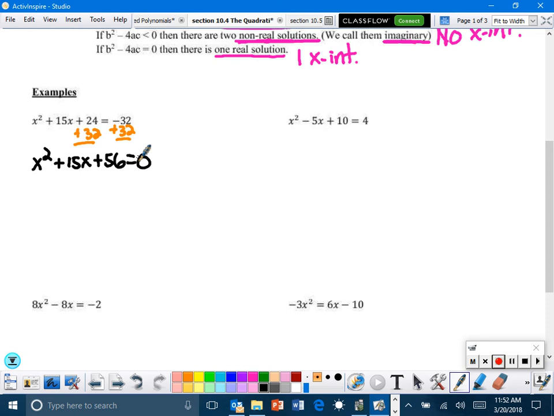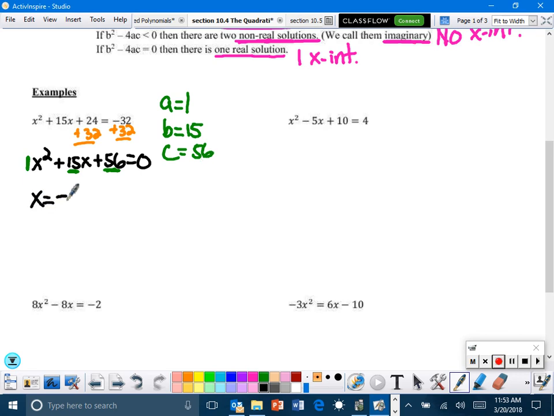The next thing we need to do is identify a, b, and c. Remember, the a is the number in front of x squared, which is a 1. The b is the number in front of x, that's a positive 15, and the c is a positive 56. The next step, plug the numbers into the formula. If you can't plug them in right, there's no way you're going to get the answer. All right, so here we go.